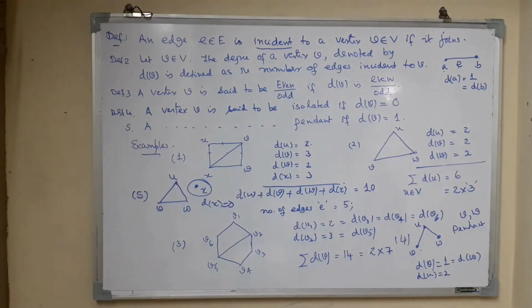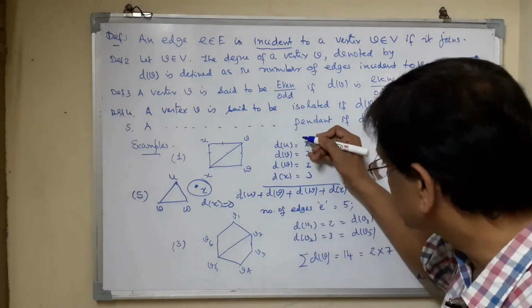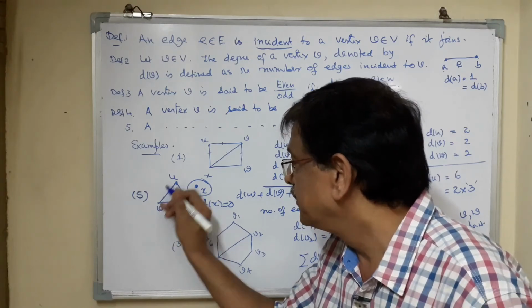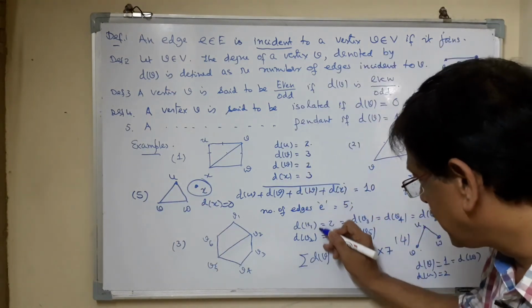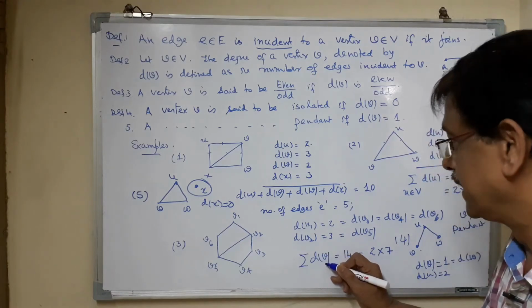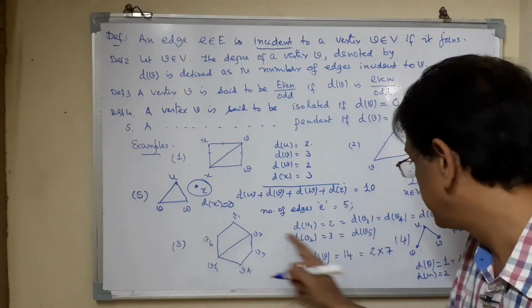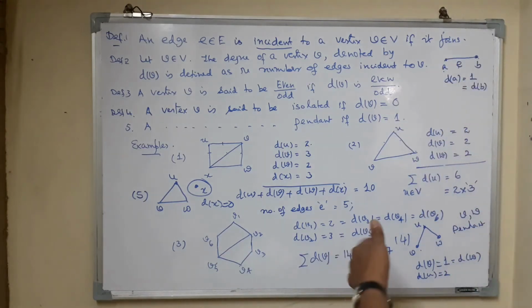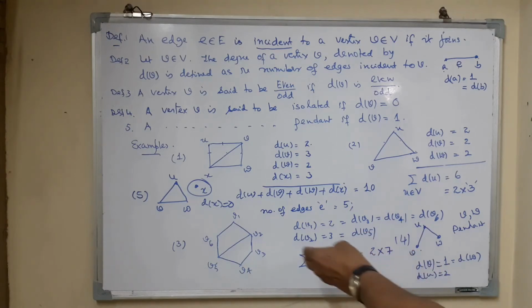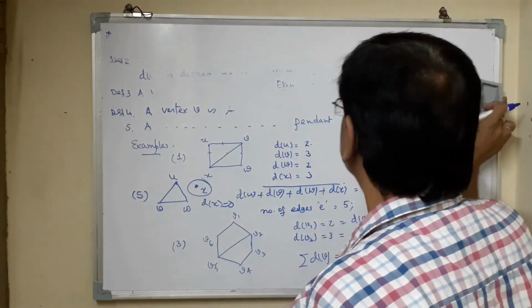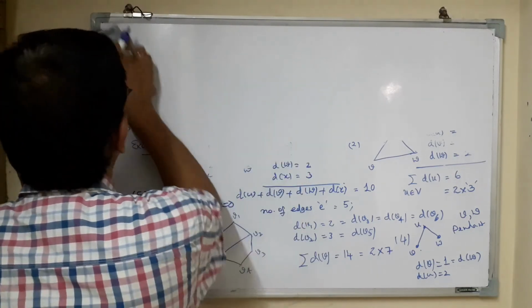Now, an interesting theorem on this. When you observe all these things, in any graph G, if you calculate the sum of the degrees of the vertices, then it is twice the number of edges. That's what I want to see. This is just an example, some of the examples we have calculated. But now I want to see a theorem which is called the Handshake Lemma.